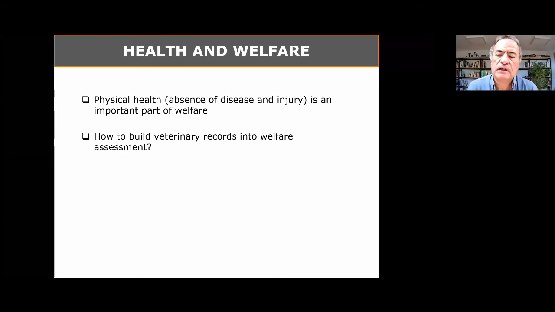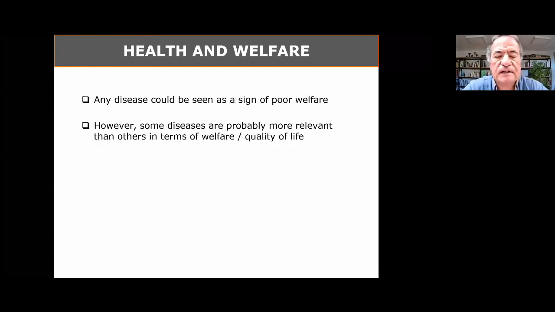So if that is the case, then the question becomes how to build veterinary records into welfare assessments. I would suggest that any disease could be seen as a sign of poor welfare, but some diseases are likely to be more relevant than others in terms of welfare or quality of life. These are the ones that we should try to include in our welfare assessment tools. So the question becomes, what criteria do we use to choose the most relevant diseases in terms of animal welfare or quality of life?